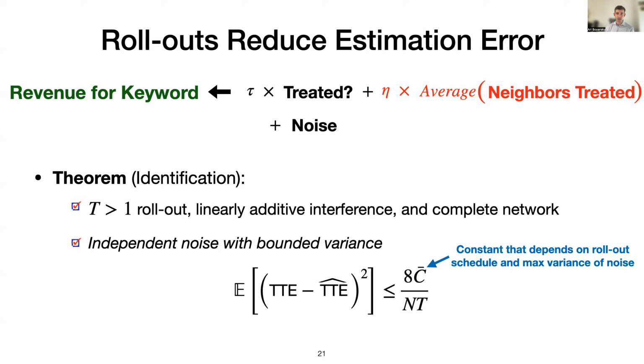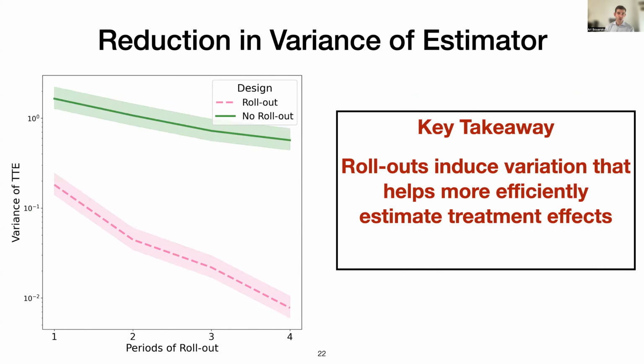So what does that actually look like in practice? We can look at this more practically by simulating more samples and comparing the variance reduction from these additional samples versus the reduction from a rollout. What we're going to see is that rollouts produce a much more substantial variance reduction. Therefore, another key takeaway is that rollouts also help us efficiently estimate treatment effects.